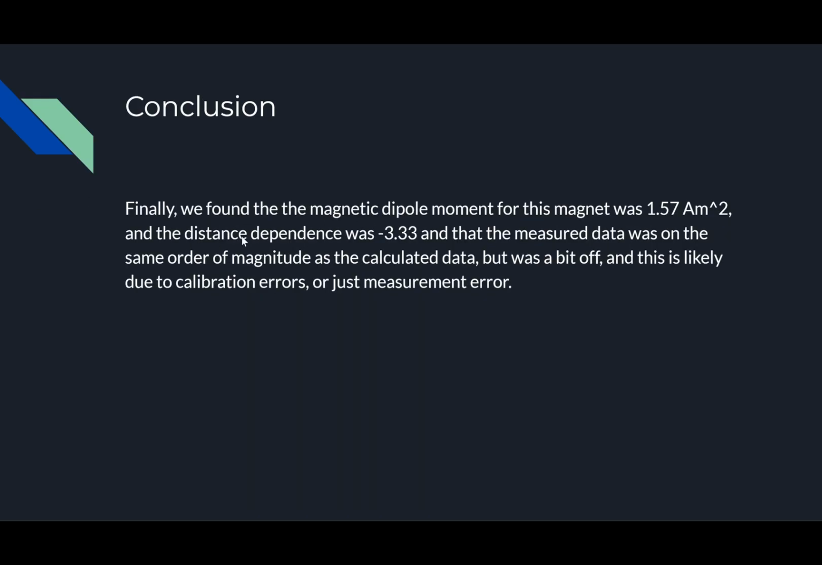Finally, we found the magnetic dipole moment for this magnet was 1.5 A·m², and the distance dependence was negative 3.33. The measured data was on the same order of magnitude as the calculated data, but it was a bit off. This is likely just due to calibration errors or measurement errors.